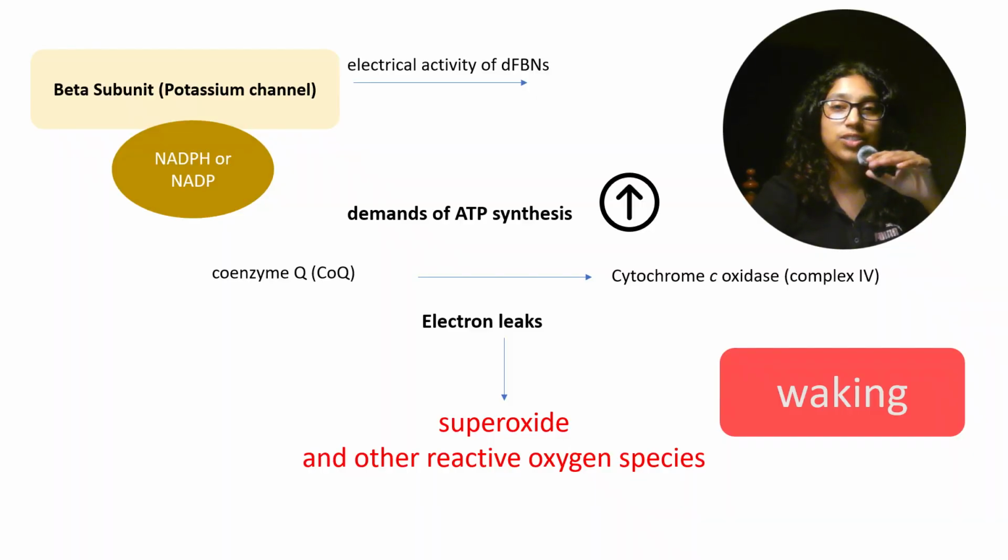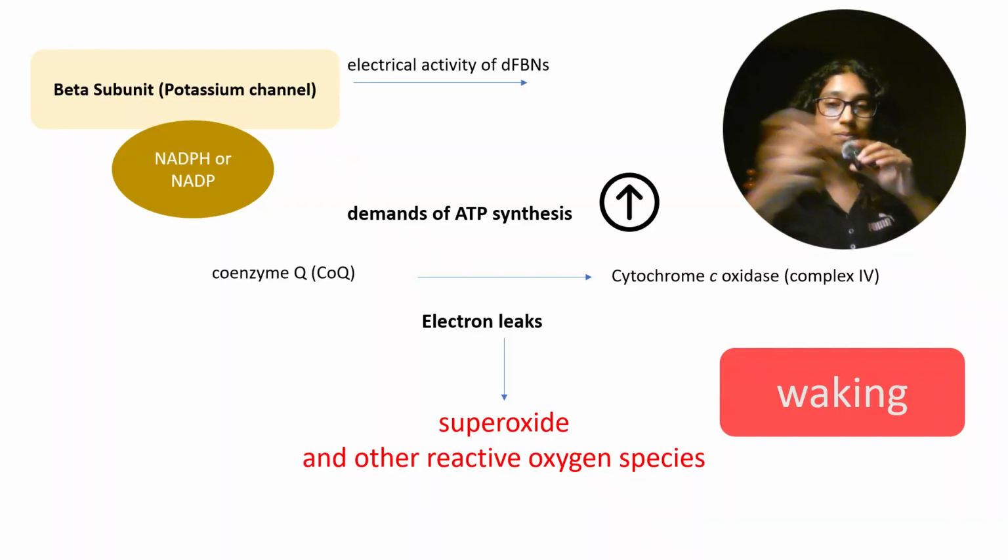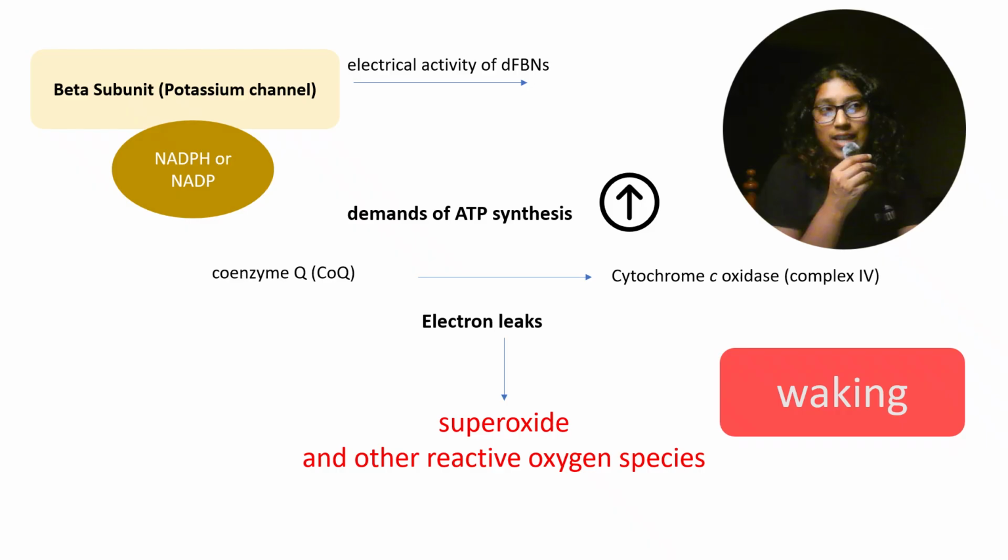And to answer these questions, the experimental logic they wanted to put out was that there is a beta subunit, the potassium channel in the DFNBs, which regulates the electrical activity of the DFNBs. And this subunit has a NADPH connected to it, and the electron state of this decides or tells us about the fate of the electron in the respiratory chain.